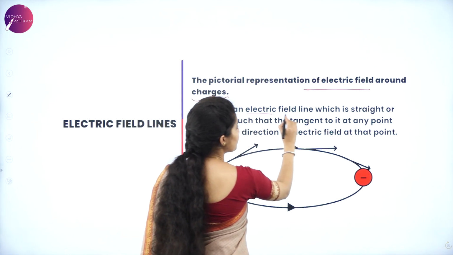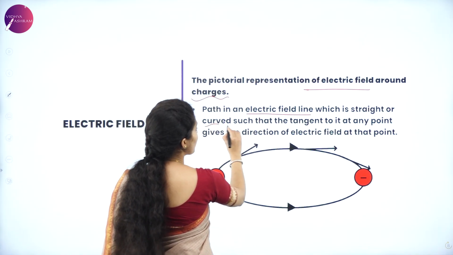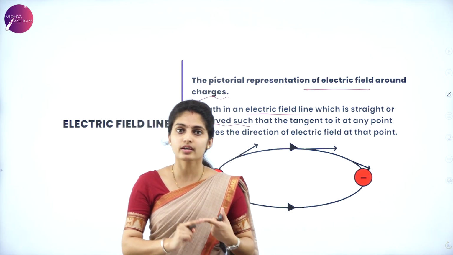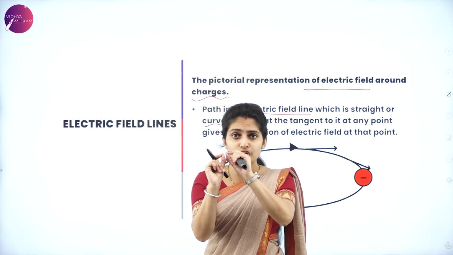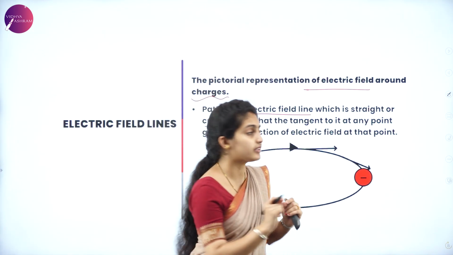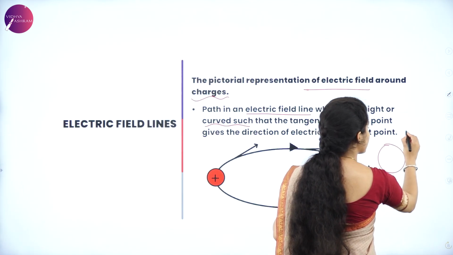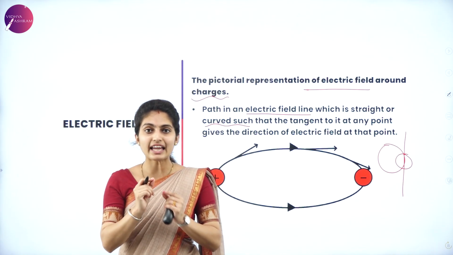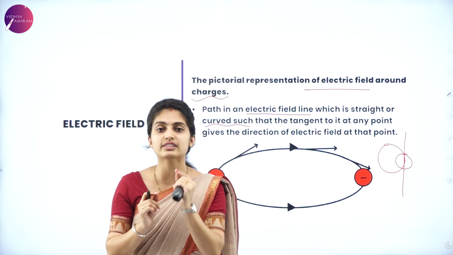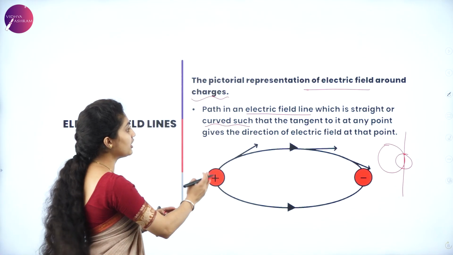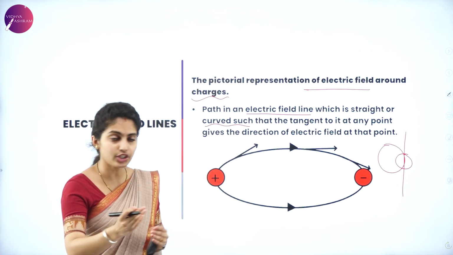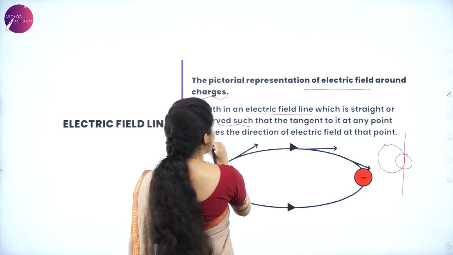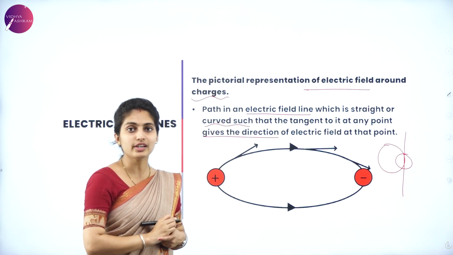The path of an electric field line is straight or curved. Either the path can be a straight path or else it can be a curved path, to which if you draw a tangent. So what is meant by a tangent? Tangent is nothing but, if this is a circle and you draw a line, this line is said to be a tangent because the line where exactly it meets the curve is said to be a tangent, correct? So here, if we draw a tangent to this curved line or a straight line, what happens? At any point, it gives the direction of the electric field.